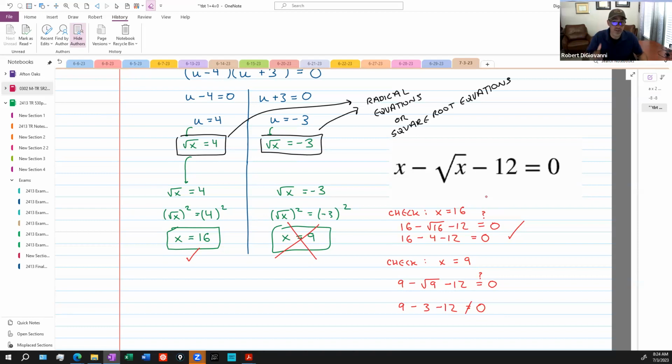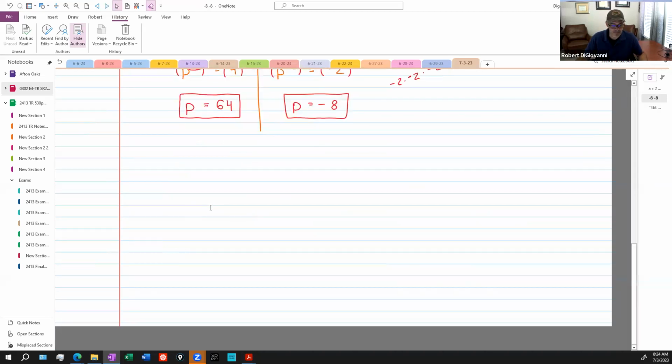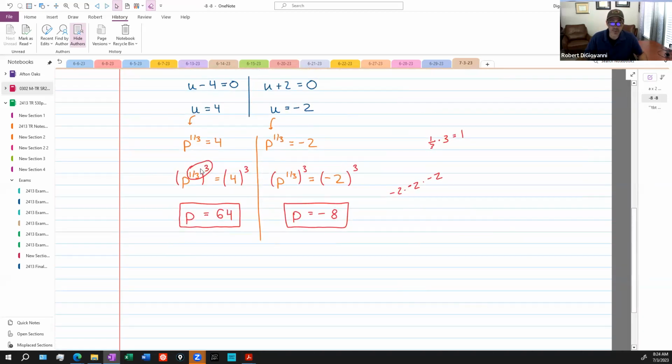So we only have one answer, x is 16. Now you might be asking, why didn't I do this on the last problem? When I had this and I raised both sides to the third power, why didn't I check these answers? Well, we always need to check our answers.